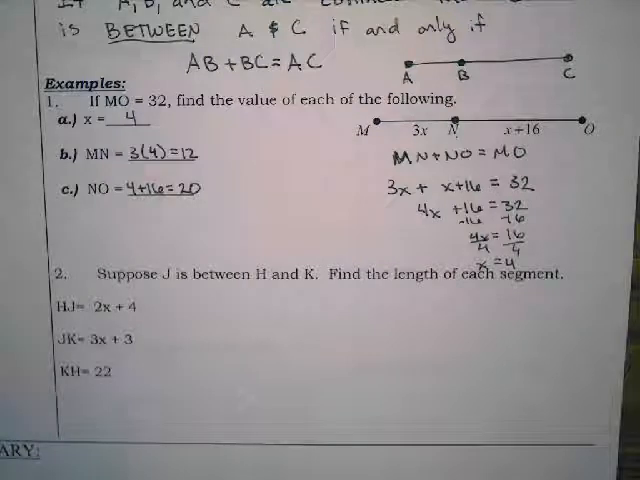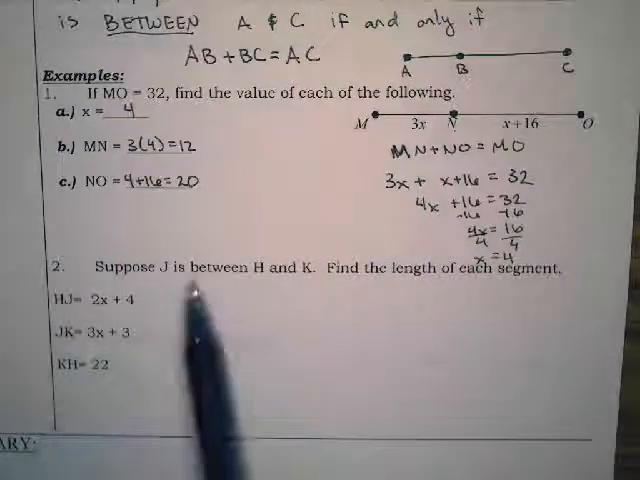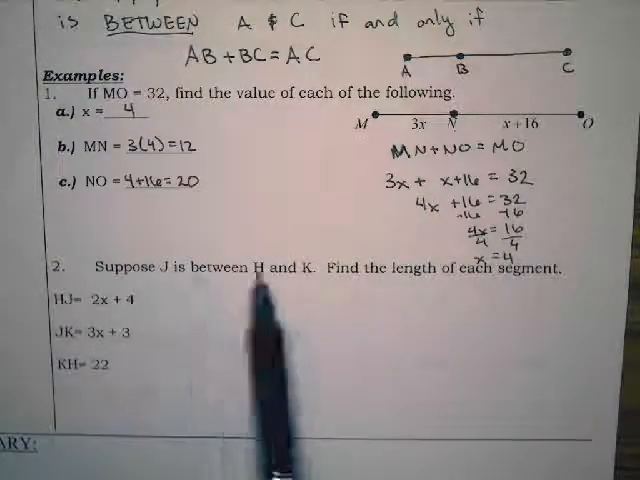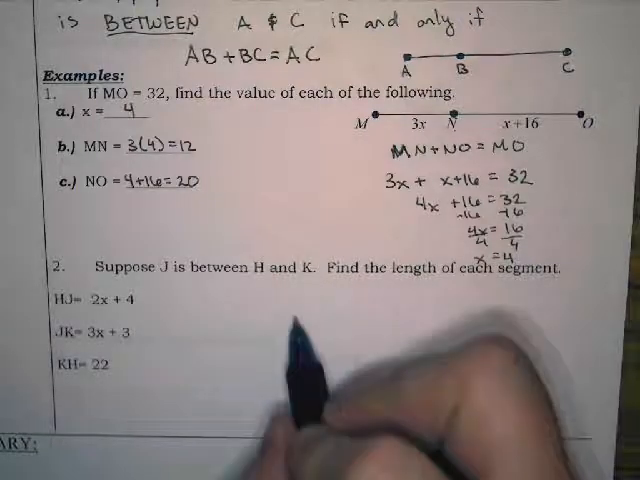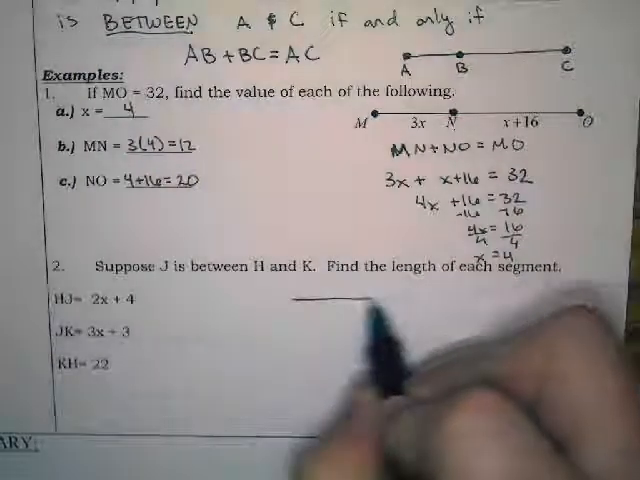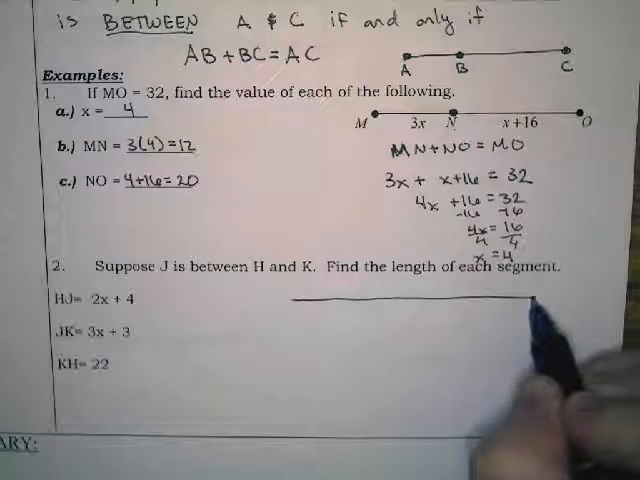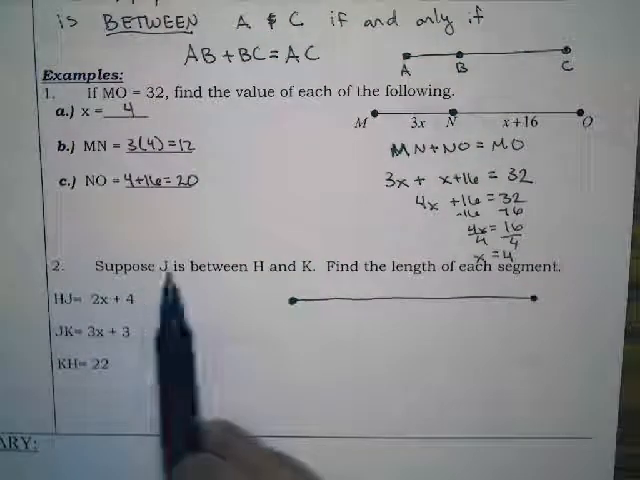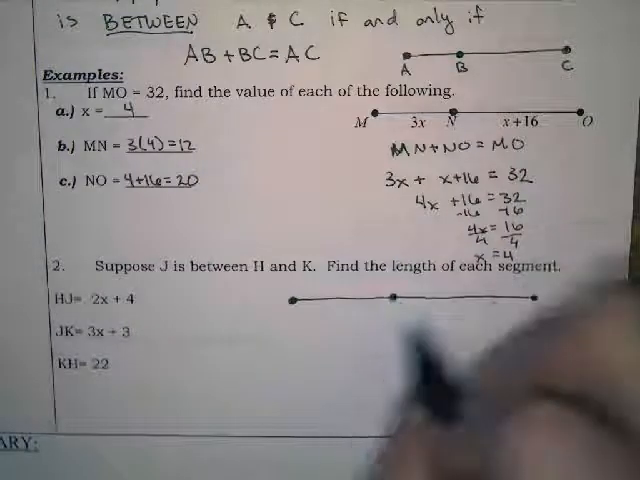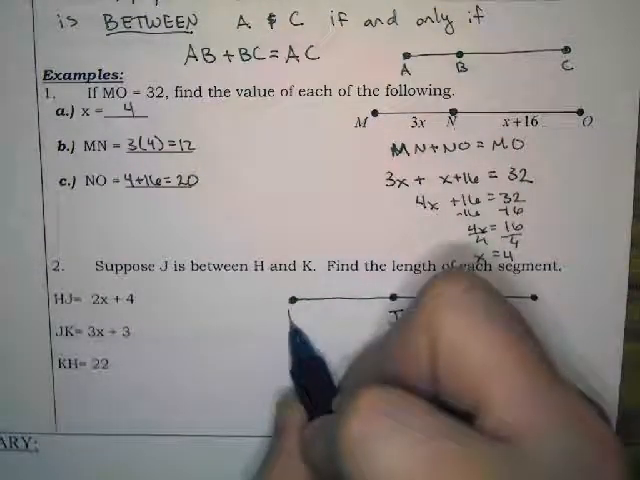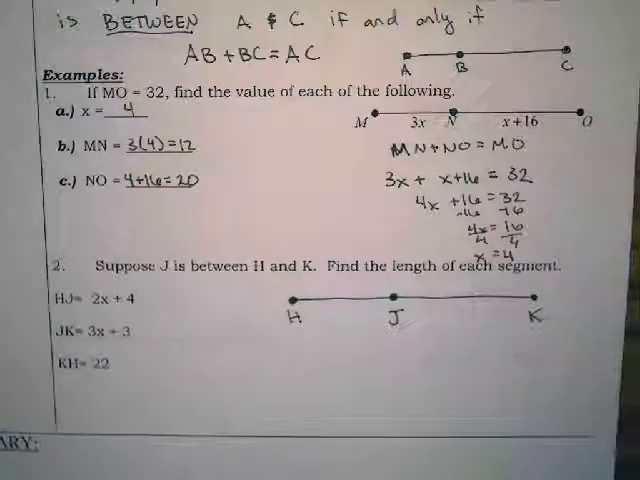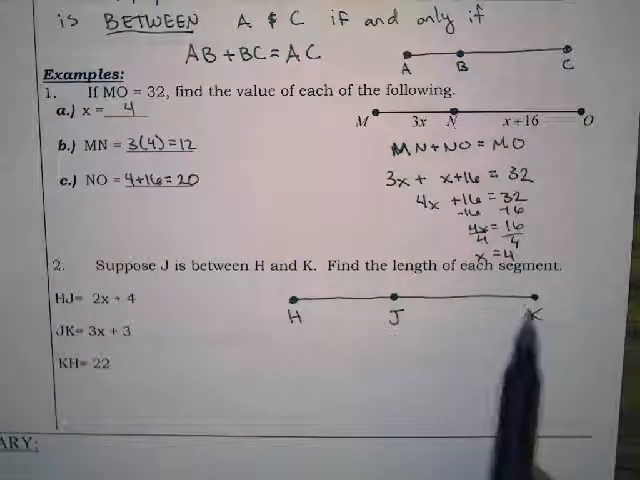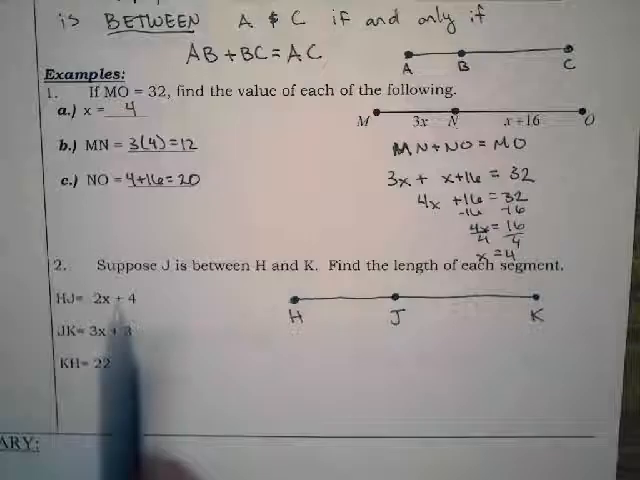Okay, so hopefully you tried this on your own. Let's see. So suppose J is between H and K. We don't really care. We're just drawing a picture for ourselves. It doesn't have to be accurate or beautiful. We just want to make sure it represents the idea that's being presented. There's J, and it's going to be between H and K. So this picture represents what the idea is talking about.